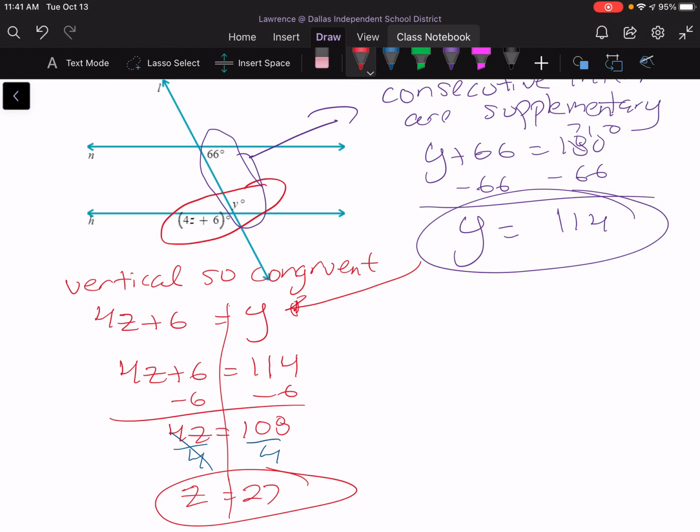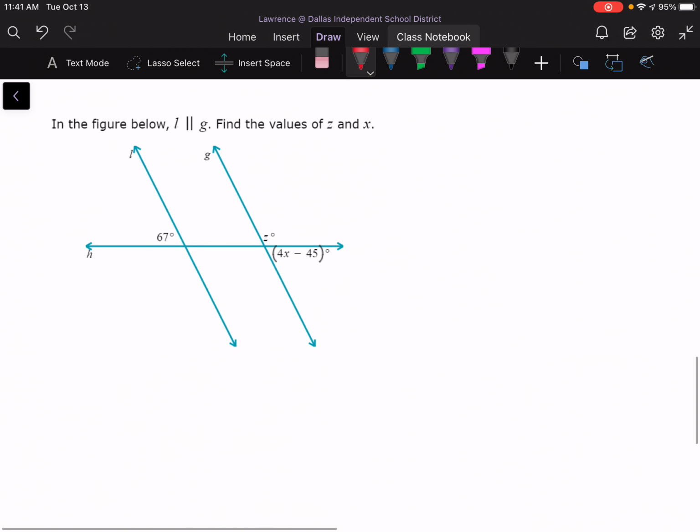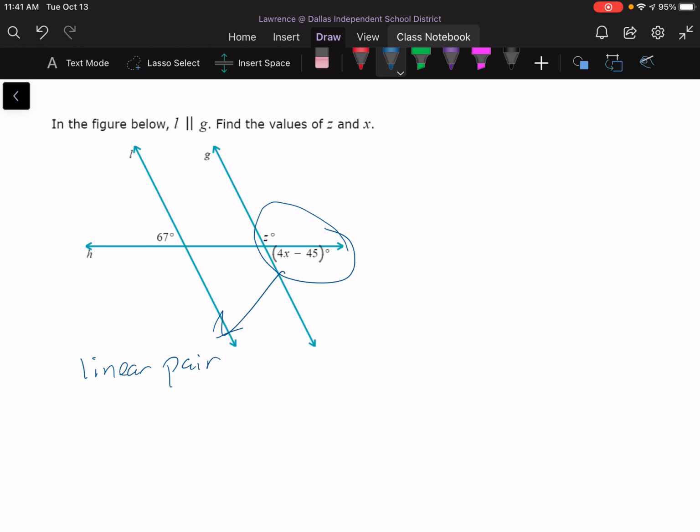Okay, so the last problem I'm going to go ahead and work out for you guys. So I have one more. So once again, I look at these and I see a few things. The first thing I think to myself is that these two right here are a linear pair, and they are supplementary. But I have the same problem that I had a minute ago, and that's I don't know what Z is. So I'm going to have to deal with Z first.